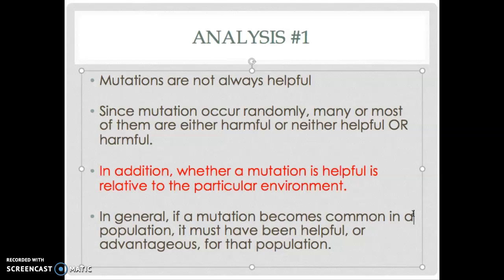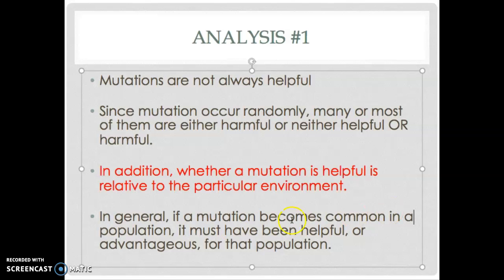But in general, if a mutation becomes common in a population, if we start seeing some new trait showing up more and more and more, it had to be helpful or advantageous in some way for that population. So that's kind of how scientists sometimes recognize that natural selection is happening: when a new trait starts spreading through a given population.